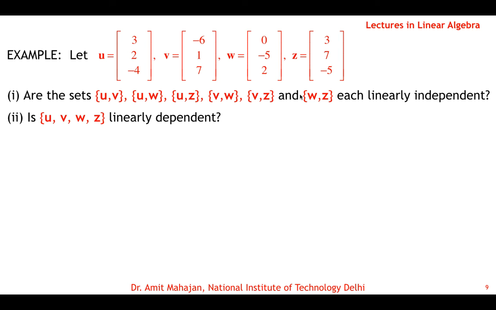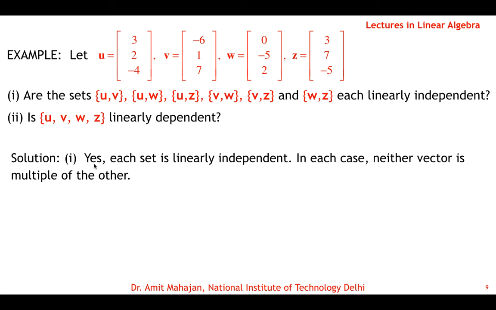In fact, in this first part, each set is linearly independent because the first vector is not a multiple of the second, and the second is not a multiple of the first. So yes, each set is linearly independent. In each case, neither vector is a multiple of the other.